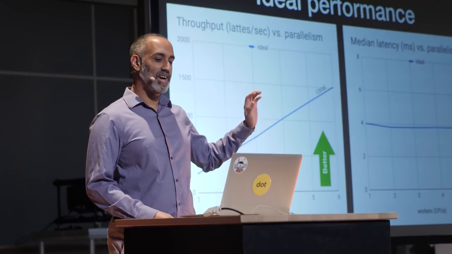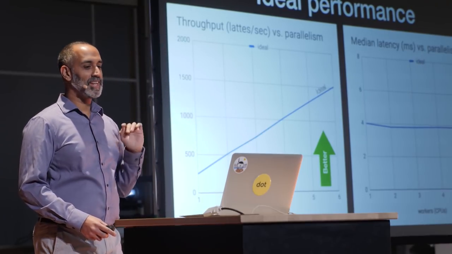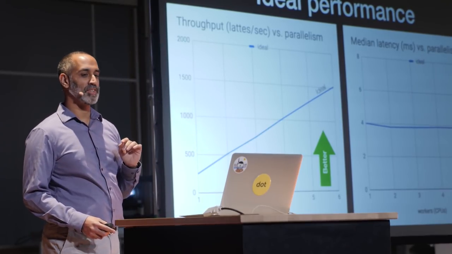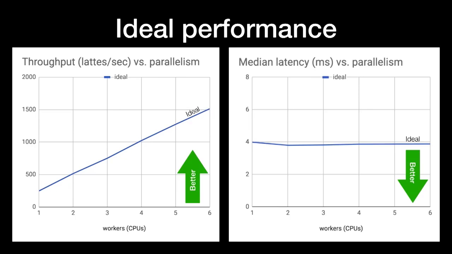On the throughput chart, higher values are better. The right-hand chart shows the median time required to make a latte. The café au latency stays flat at 4 milliseconds. On this chart, lower values are better. We'll return to charts like these throughout the talk to compare our implementations.